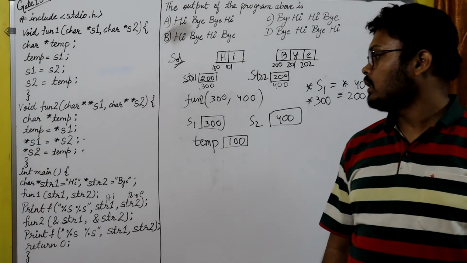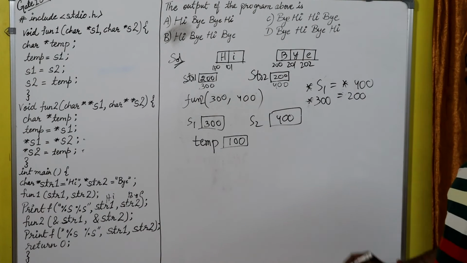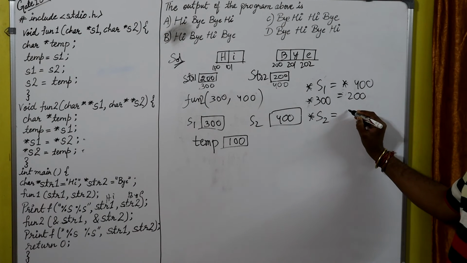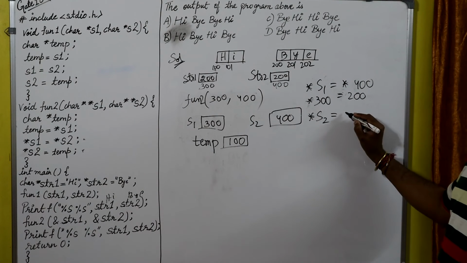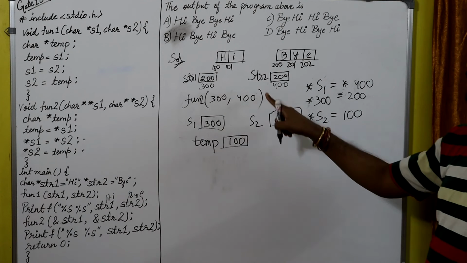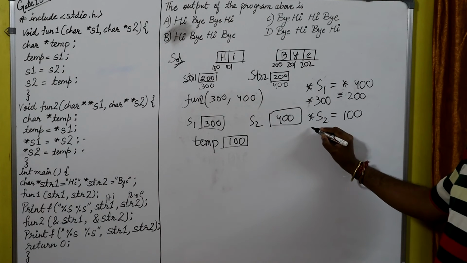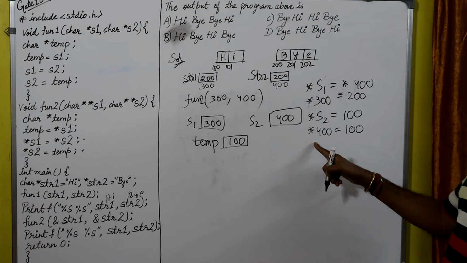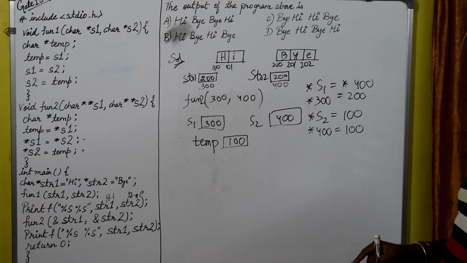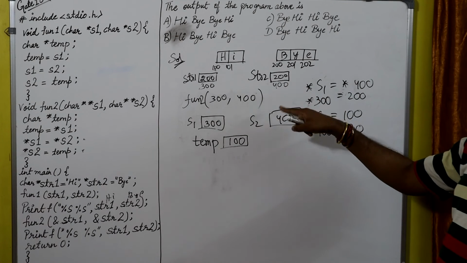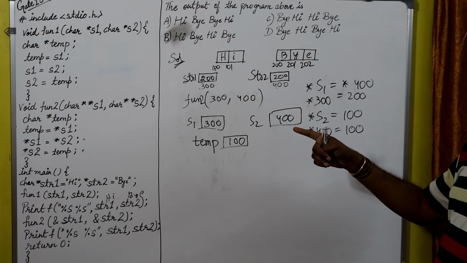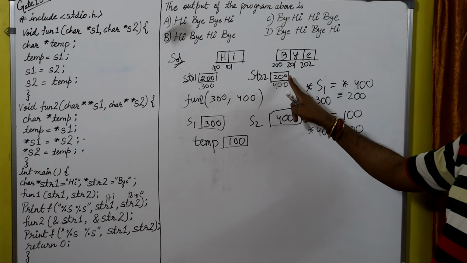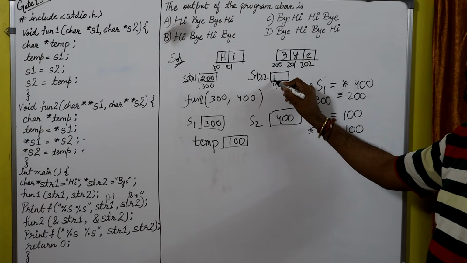So now let's come to this line. Star of S2 is equal to temp. So what is the value of temp? 100. So what is S2? S2 means 400. So it means star of 400 contains 100. The value at the address 400 will contain 100. What was the value at the address 400 initially? 200. But now it will contain 100. So just remove this 200 and write here 100.